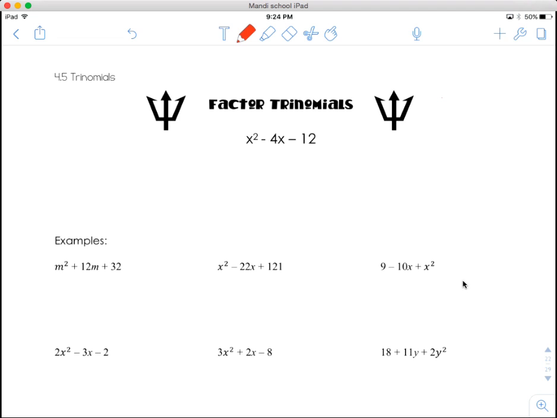Okay, this is factoring trinomials. This is my favorite lesson in this whole unit. We usually, instead of saying factoring trinomials, refer to this as the Trident method, because when we're finished with it, it kind of looks like the trident from one of your sea gods from Greek mythology.